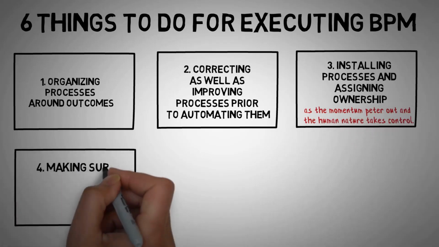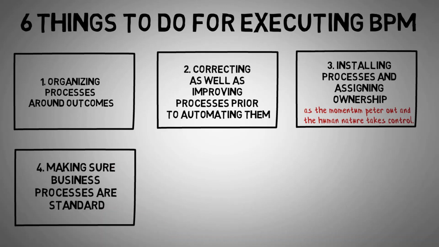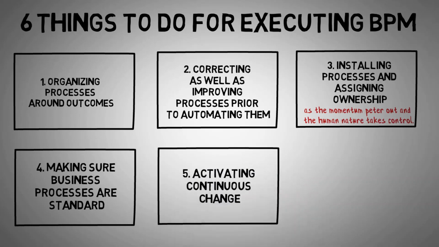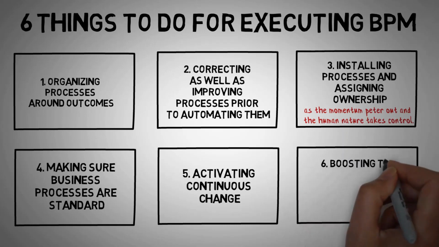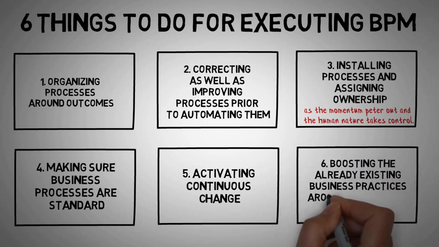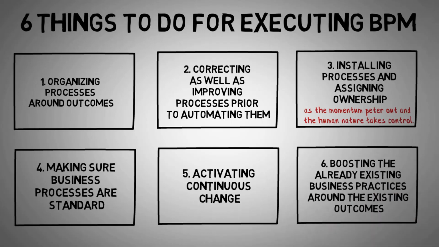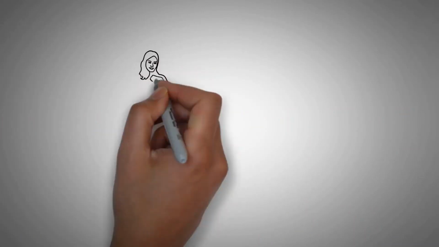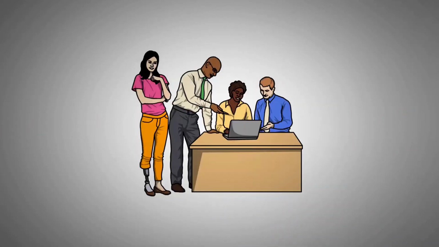4. Making sure business processes are standard across enterprises so they can be readily available, understood, managed, risks mitigated, and errors reduced. 5. Activating continuous change so that any advancements can be extended and easily propagated over a period of time. 6. Boosting the already existing business practices around the existing outcomes as opposed to building radically fresh or perfect ones, since that can take a long period of time as to negate and erode any gains achieved. Business process management is helpful for business analysts, managers, programmers, as well as employees.